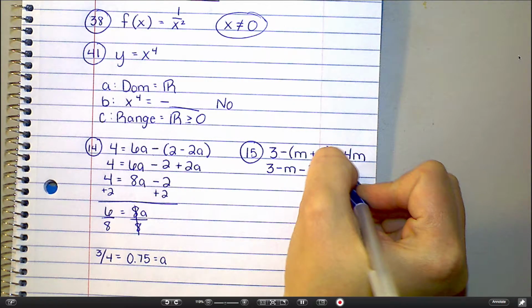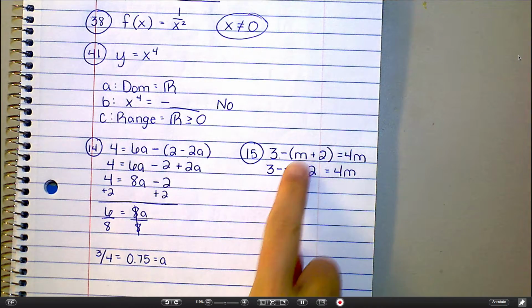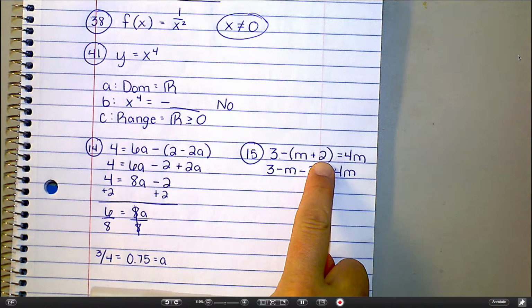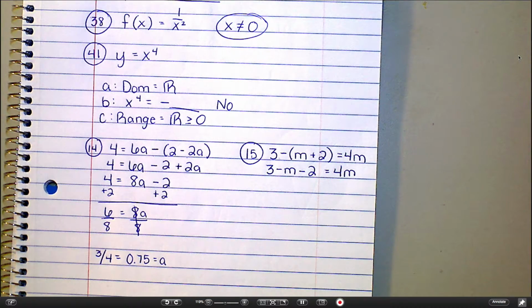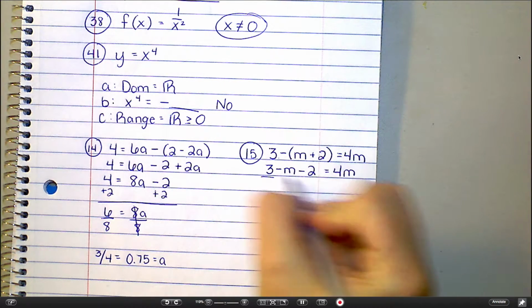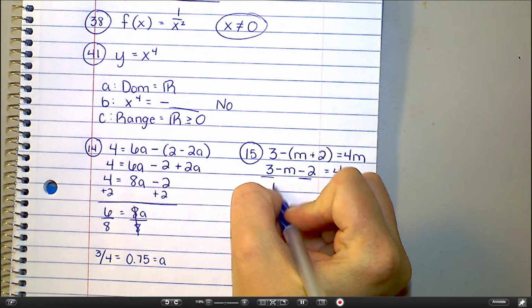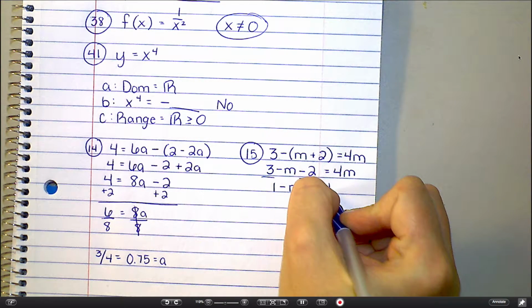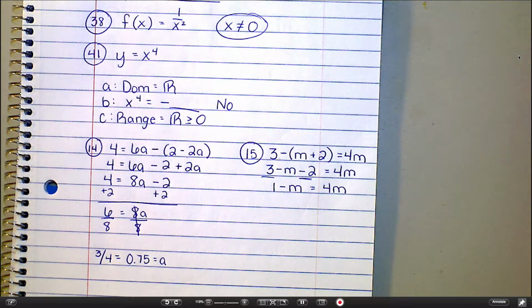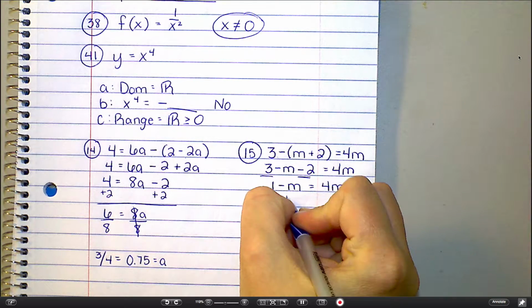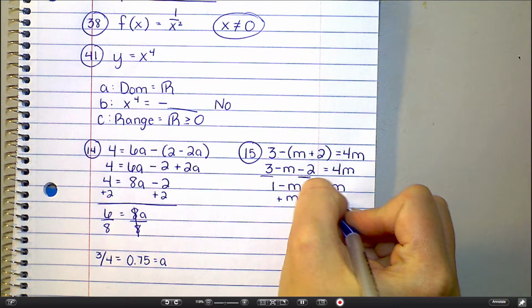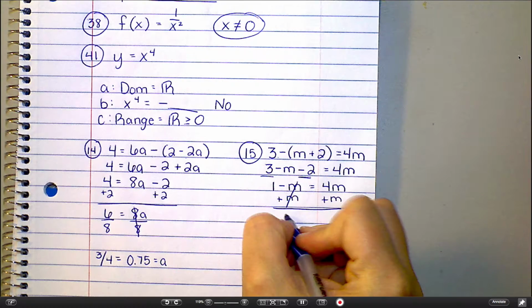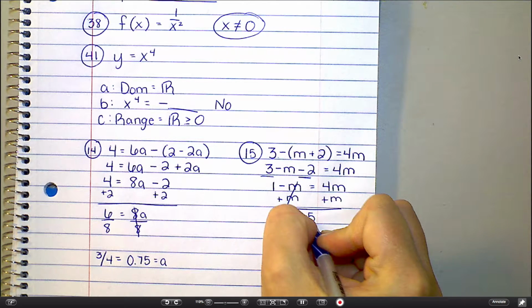And usually with those problems, what happens is most people get the minus m, but a lot of people miss that that would also become a negative. Okay? Let's combine the 3 and the negative 2, so that becomes a 1. So now I just have 1 minus m equals 4m. What's your suggestion for what I do next? Yeah, let's add m. So that's going to give me 1 equals 5m.